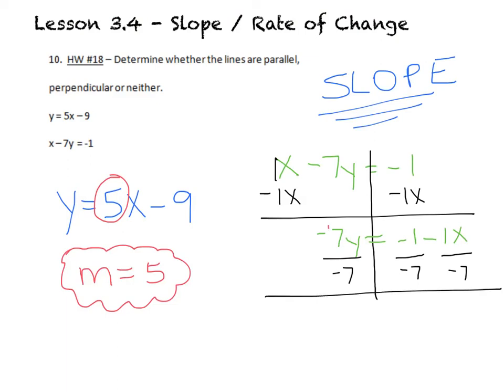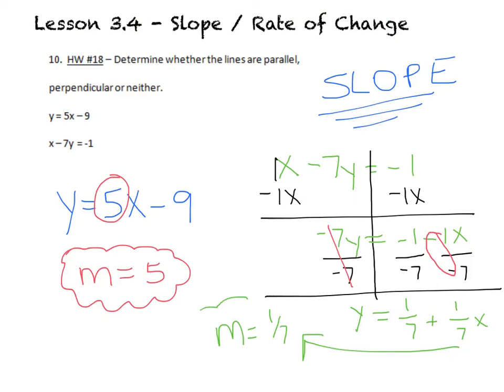And we are left with these cancel. We're left with just y equals positive 1/7 because the two negatives cancel out. Be careful here. Got two negatives. Those are going to cancel out as well. We're going to be left with plus 1/7x. So here's our slope on this problem. m equals 1/7.